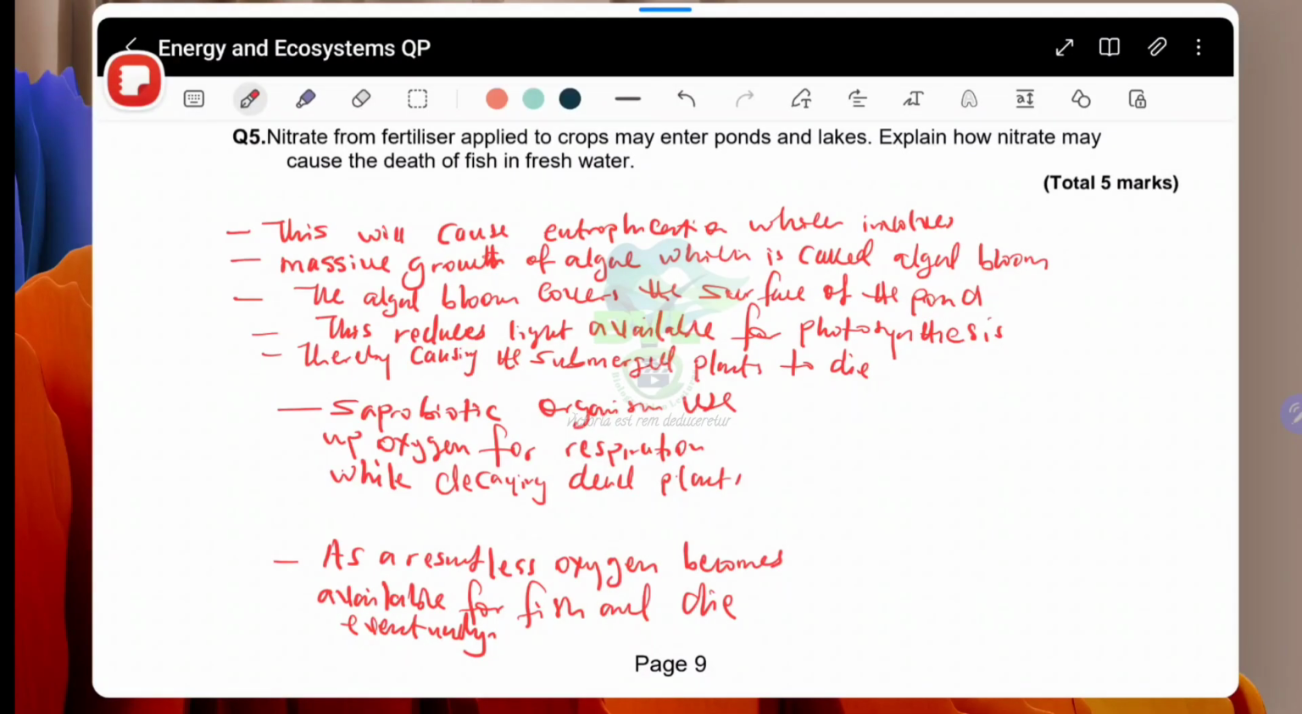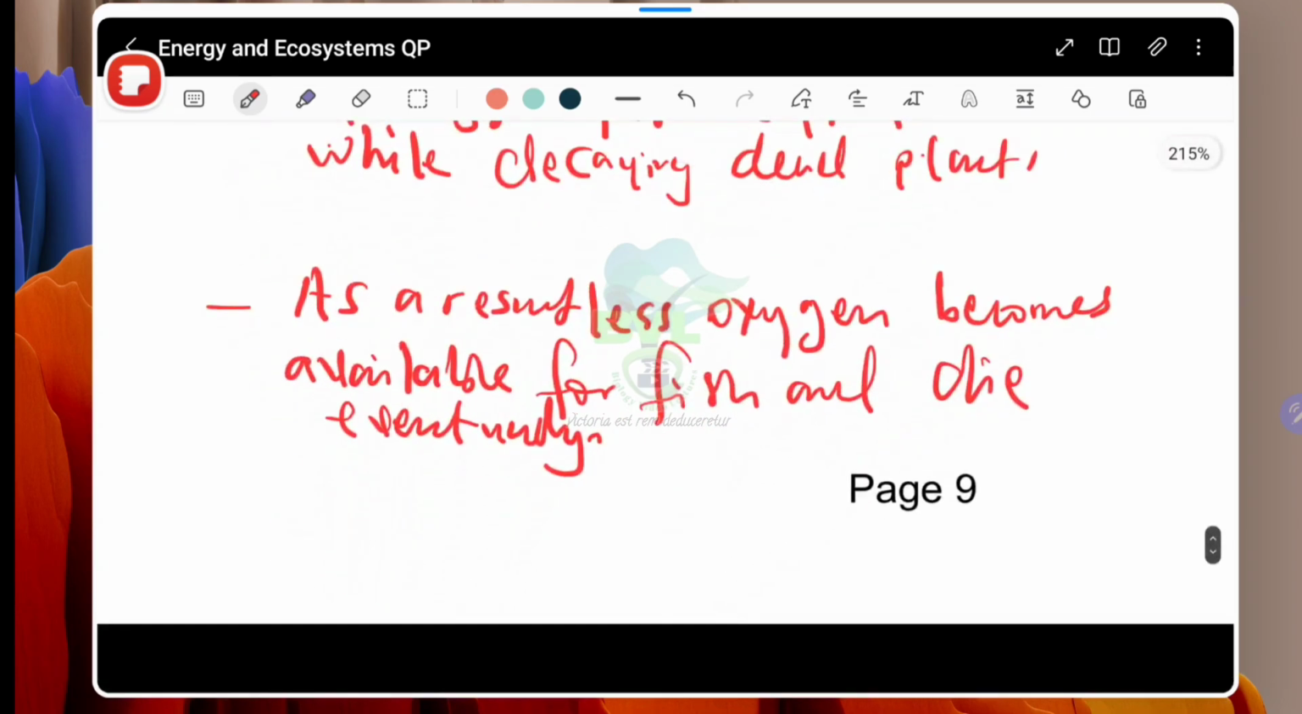This will cause eutrophication, which involves massive growth of algae, which is called algal bloom. The algal bloom will cover the surface of the pond. This reduces light availability for photosynthesis, thereby causing the submerged plants to die. Once that happens, saprophytes will use up the oxygen in the water for respiration while decaying the plants. Because they decay the dead plants, they use oxygen, so less oxygen is available for the fish, and the fish will eventually die.